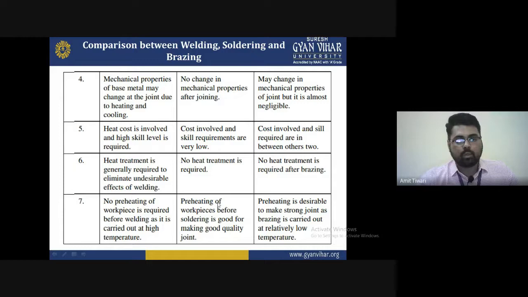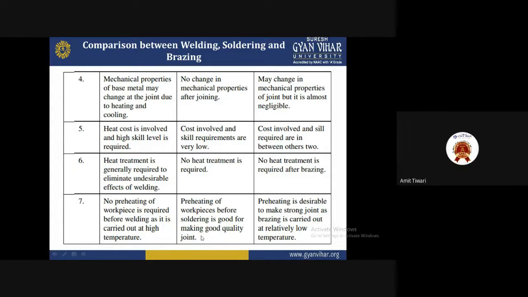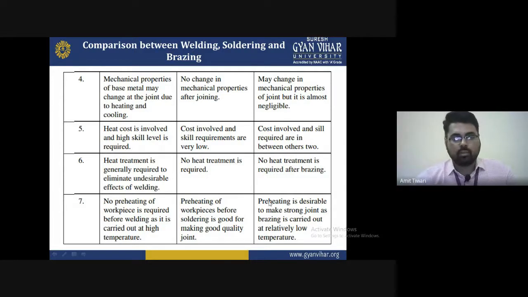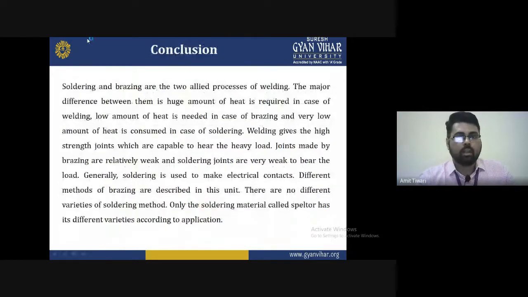Preheating of the workpiece is required in soldering, to make a good quality joint. In the case of brazing, preheating is desirable to make a strong joint, as brazing is done at a relatively low temperature. These are the comparisons between welding, brazing, and soldering. As a conclusion, we can say that soldering and brazing are two allied processes of welding.